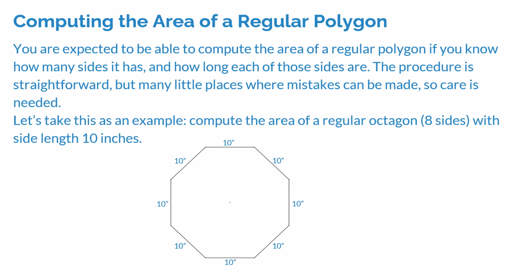You should be able to compute the area of a regular polygon if you know how many sides it has and the length of one of the sides. We're going to use this for our example. Let's say we have a regular octagon that has a side length of 10 inches, so all the sides are 10 inches long. We're going to figure out how to get its area.